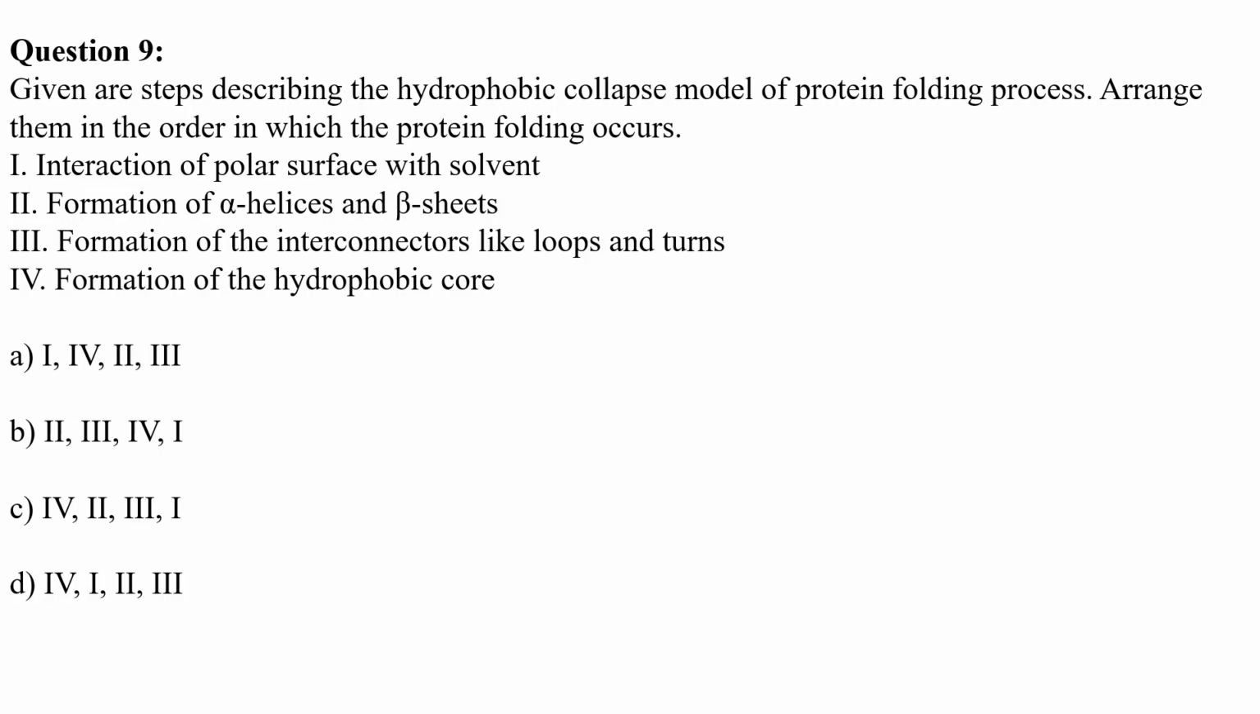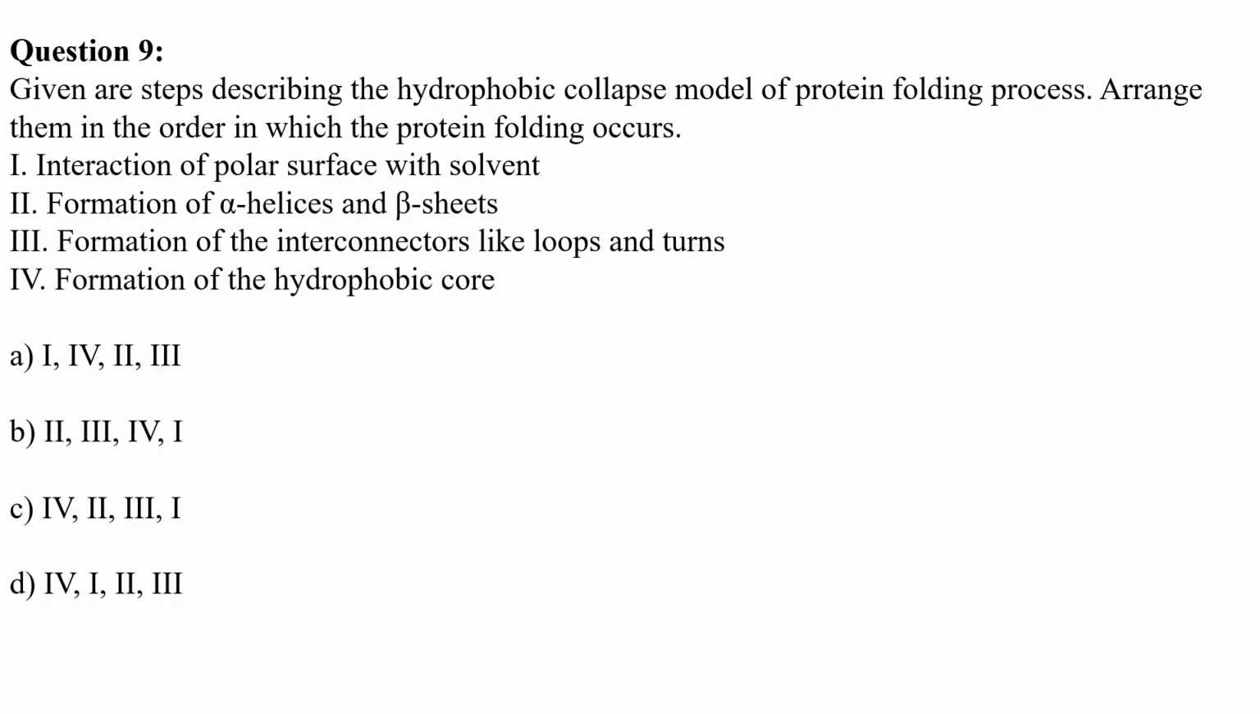Then the next thing will be formation of alpha helices and beta sheets, because you can't have the next step as interaction of polar surface with solvent, because that is the outermost shell of that protein, right? So the outermost thing will happen at the end. So the step that is given, interaction of polar surface with solvent, that will happen at the last.